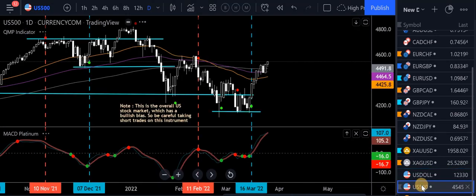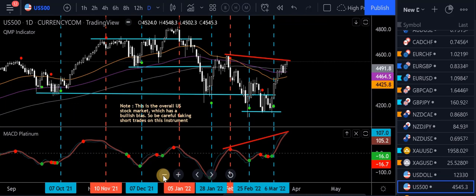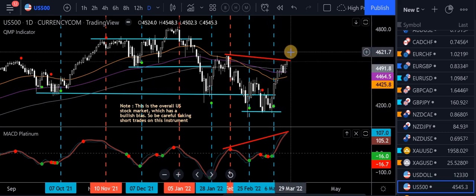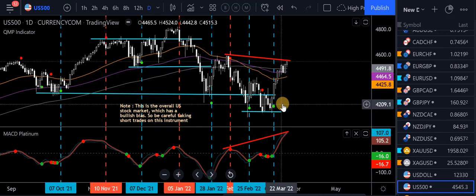US 500, just the overall stock market. The US is actually looking pretty good here. It's going a bit of a tear. Last signal was a buy in here. Got this little support level. Went up nicely. Now I've just drawn these trend lines in. Potential divergence forming there. That's all.